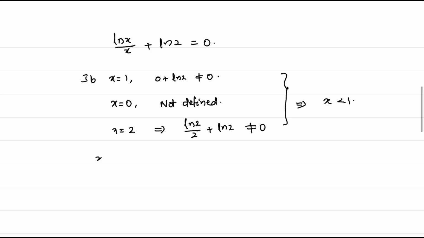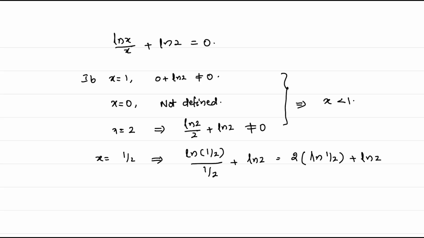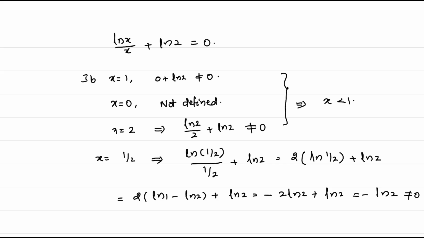Then, if x is equal to half, that implies ln half by half plus ln 2, that is equal to 2 into ln half plus ln 2, that is equal to 2 into ln 1 minus ln 2 plus ln 2, that is equal to minus 2 ln 2 plus ln 2, that is minus ln 2. This is not equal to 0.